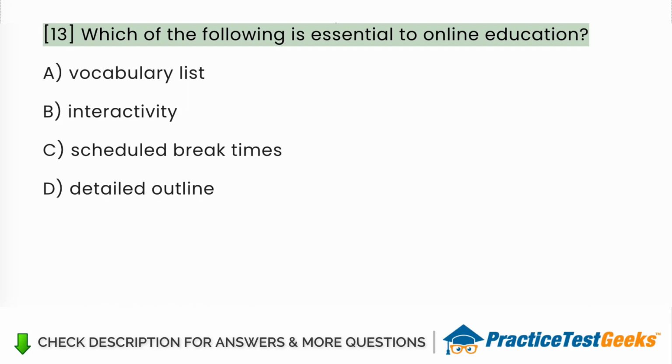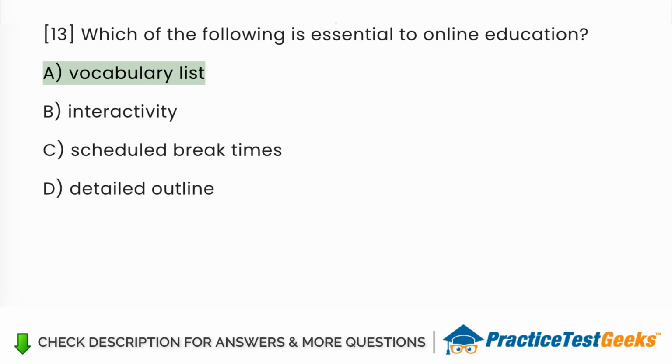Which of the following is essential to online education? A. Vocabulary list. B. Interactivity. C. Scheduled break times. D. Detailed outline.